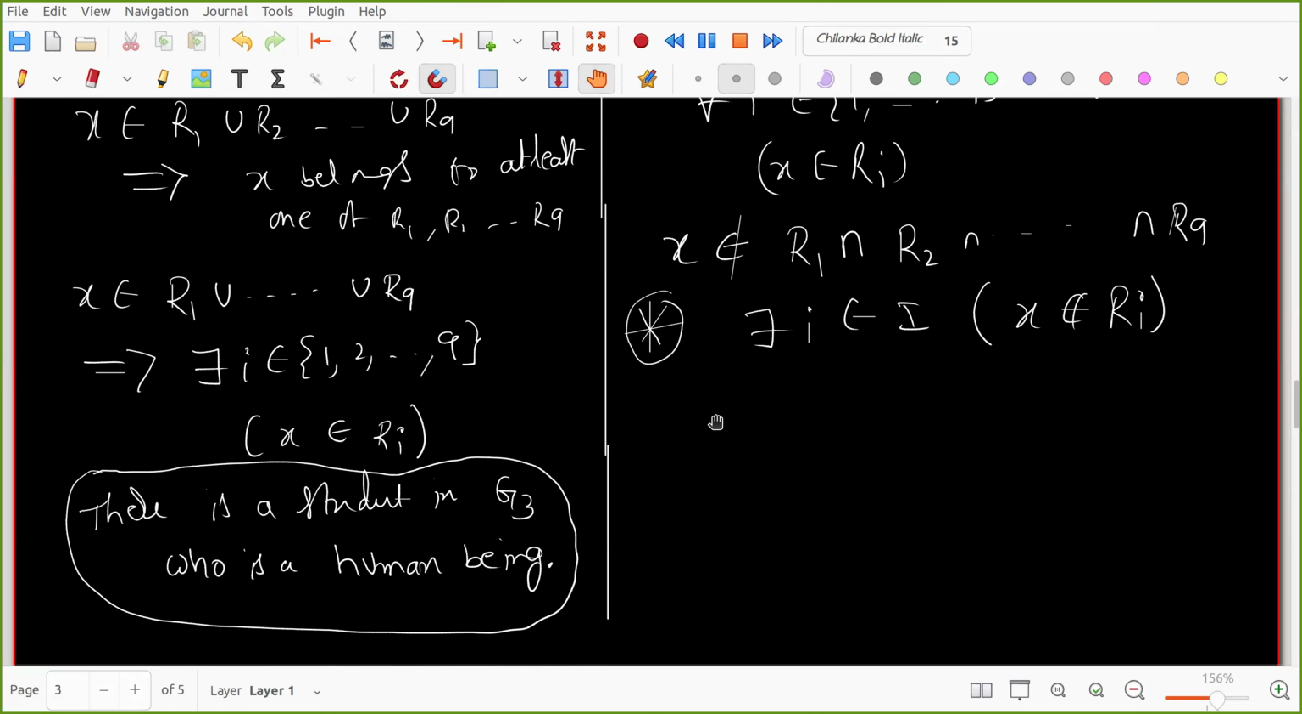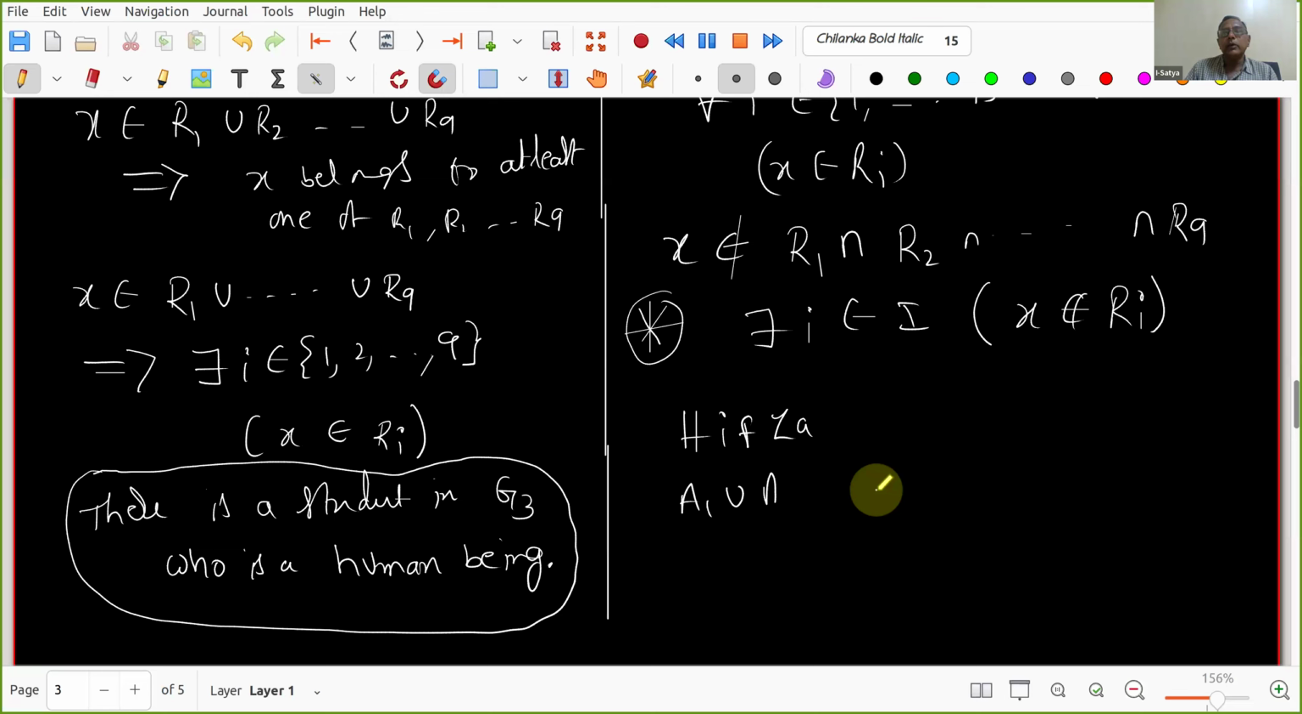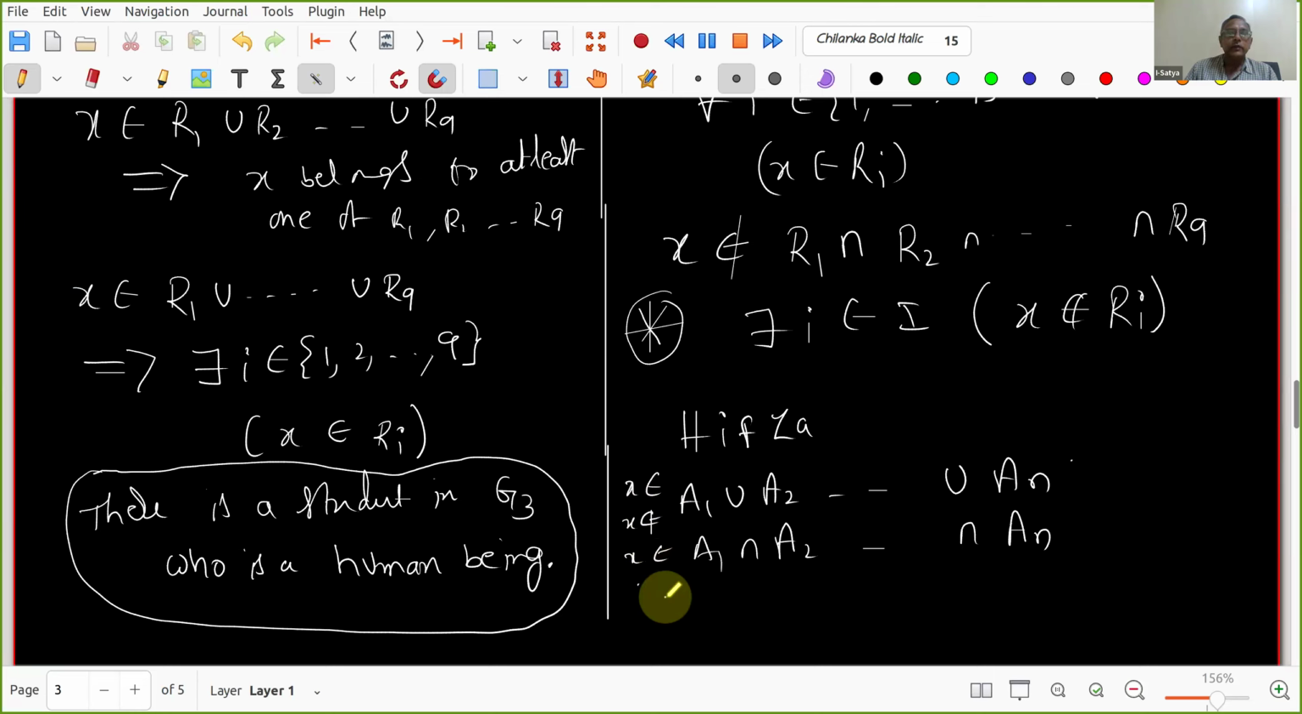Okay, Hifja, room number 6. Are you able to tell this thing for general n? A1 union A2 union and so on union An, and the intersection A1 intersection A2 intersection up to An. What do you mean by X belongs to here, and X does not belong to here? Can you tell that?